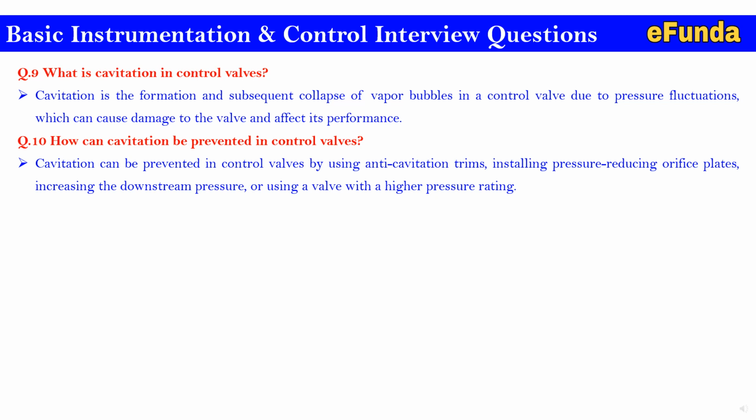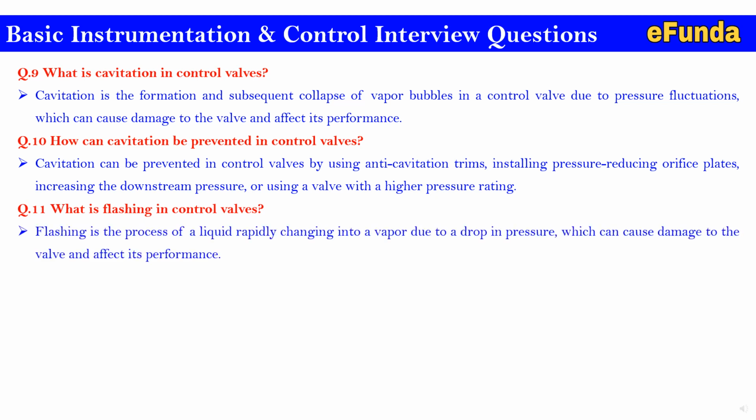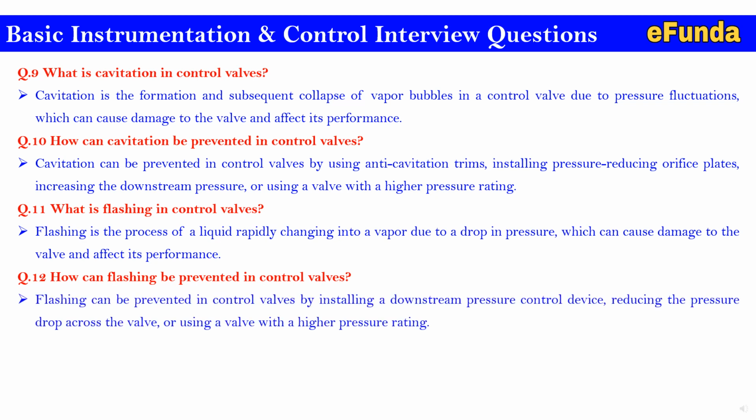11th question, what is flashing in the control valve? Flashing is the process of a liquid rapidly changing into vapor due to a drop in pressure, which can cause damage to the valve and affect its performance. This is similar to cavitation. 12th question, how can flashing be prevented in control valves? Flashing can be prevented in a control valve by installing a downstream pressure control device, reducing the pressure drop across the valve, or using a valve with a higher pressure rating.